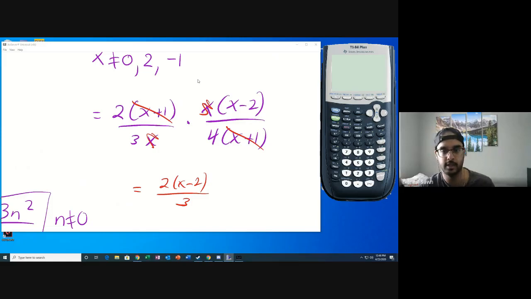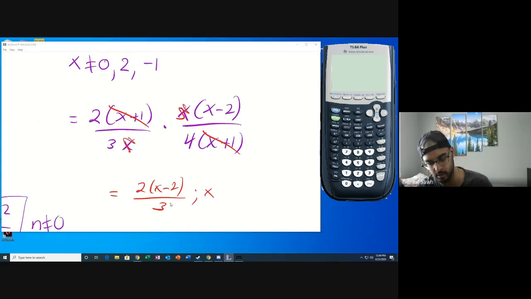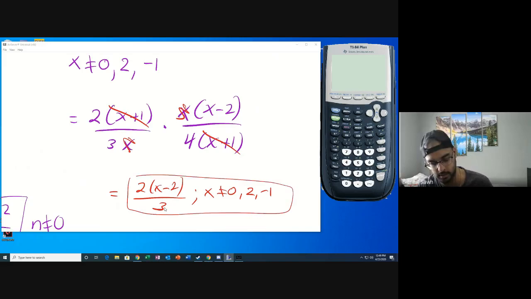Nothing else you can really do there. Don't bother distributing the 2 inside. It's better to see it like this. It's factored. It's more simplified. It's nicer to look at. So your non-permissible values are going to always go after 0, 2, and -1. So there's your final simplified answer.